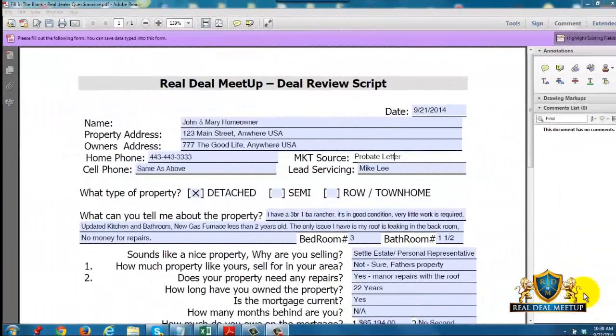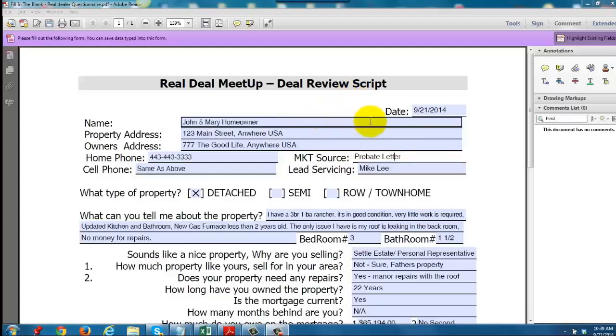All right, as you can see right now, we're at what I like to call my Real Deal Meetup deal review script. As a matter of fact, this is the exact script that I've used to close well over, I would say, 300 plus real estate deals. It has all the questions and details you need on this one script. The one that I'm going to give each and every one is a fill in the blank script that has a formula at the bottom that figures out the Mayo formula. So let's go ahead and delve right deep into it.